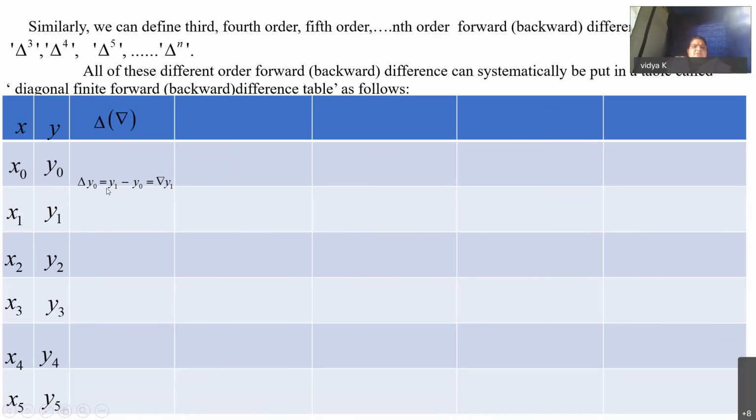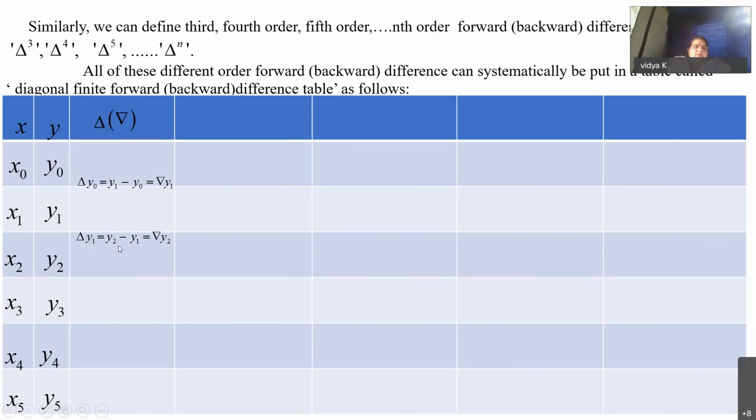Again, don't worry much about the connection. Just understand how you are constructing the table. And one more thing, because it is called diagonal difference table, you should write the values diagonally. So how do you get diagonal value? This value you should write in between y0 and y1. Don't write in the same line. You should write these values in between those two values. Similarly, delta y1 you should write in between y1 and y2. It is the same as nabla y2. That also you should write in between these two.